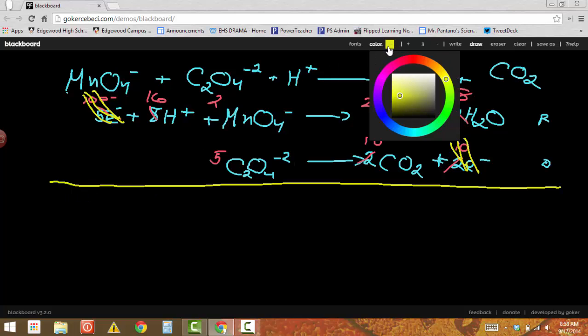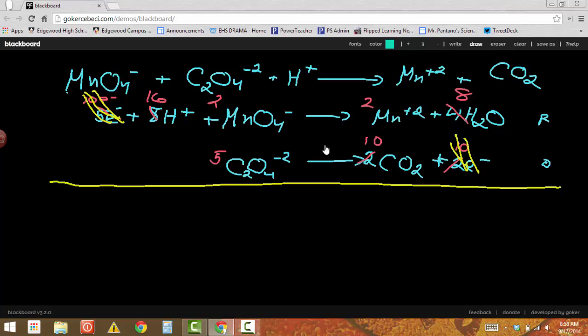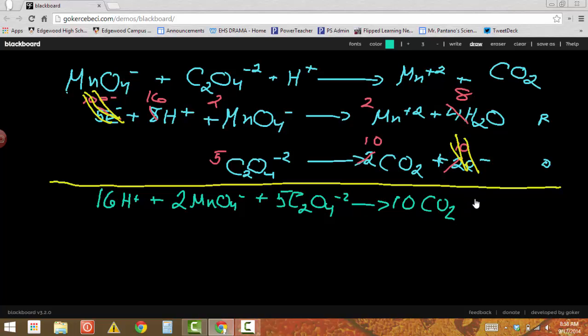So let's change the color again, if we can. We will go back to our blue color here. Okay, so what are we left with here? We have 16 H plus, 2 permanganates, 5 oxalates on this side. And on this side over here we have 10 CO2, 2 Mn plus 2, and 8 H2O. And that is the half reaction method. That's how you solve and balance a redox reaction.